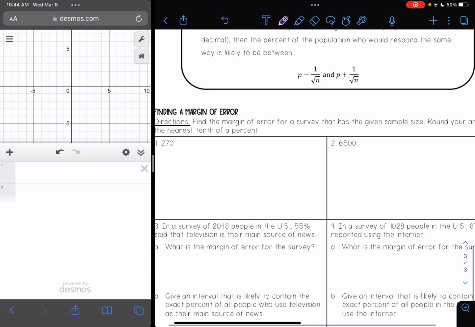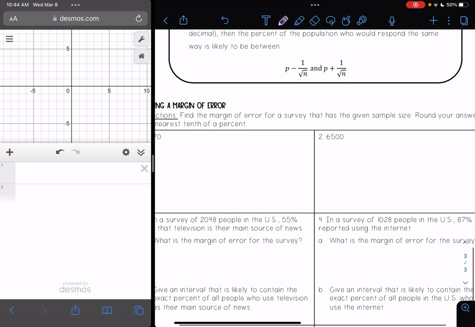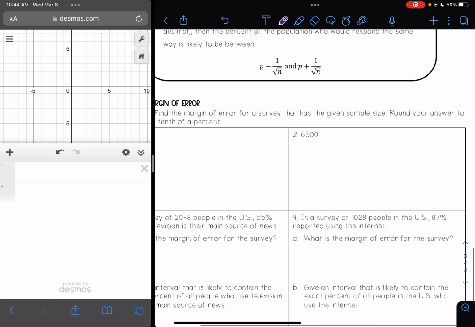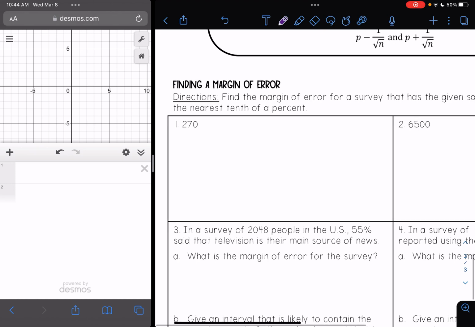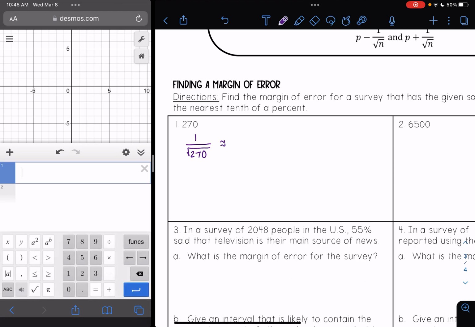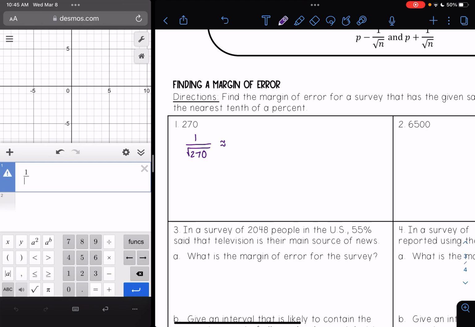First, let's practice finding the margin of error. We're going to find the margin of error for a survey that has a given sample size, and round the answer to the nearest tenth of a percent. Here I have a sample size of 270, so I know the margin of error is going to be 1 over the square root of 270. For that, you can go to desmos.com/calculator and type that in. I'm going to do 1 divided by square root 270, and I get this number.